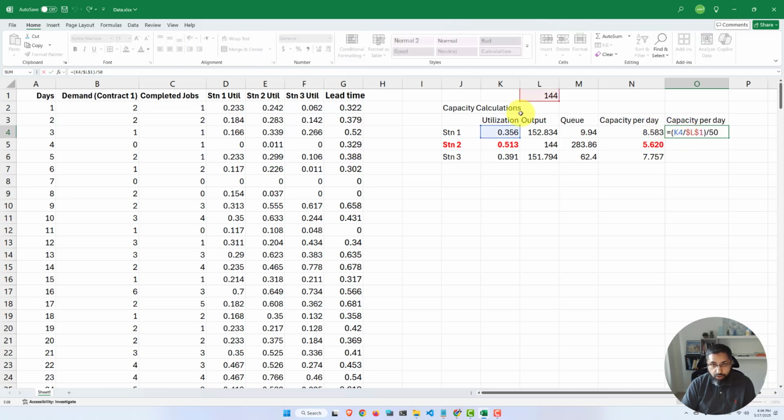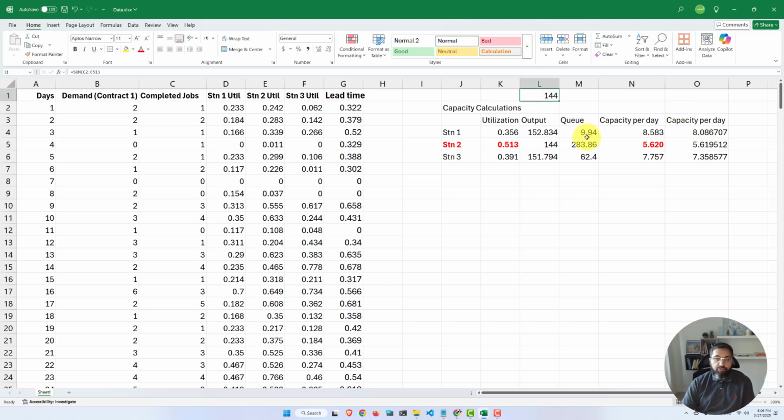Sorry, I did the wrong thing. I have to divide 144 by the utilization, not the utilization by 144. So you take the output, 144, and you divide it by the utilization, and then you divide by 50 because you need capacity per day. Okay, and this gives you very similar numbers. You can see, right? Doesn't make much difference.